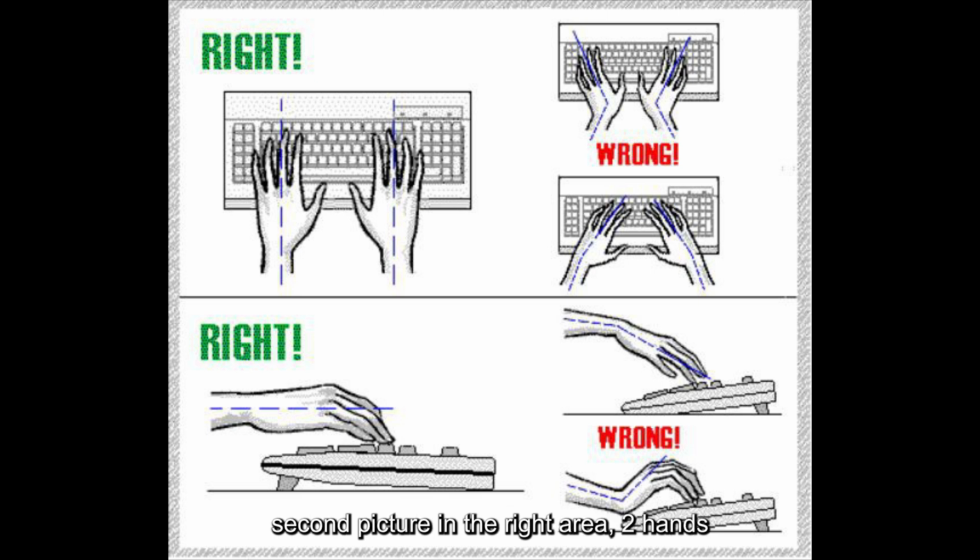The second picture in the right area, two hands point in opposite directions, which is wrong. The third picture at the right area, there is a hand forming an angle with the keyboard. At the lower right area, there is a hand whose wrist forms a right angle. In conclusion, this graph is very informative.